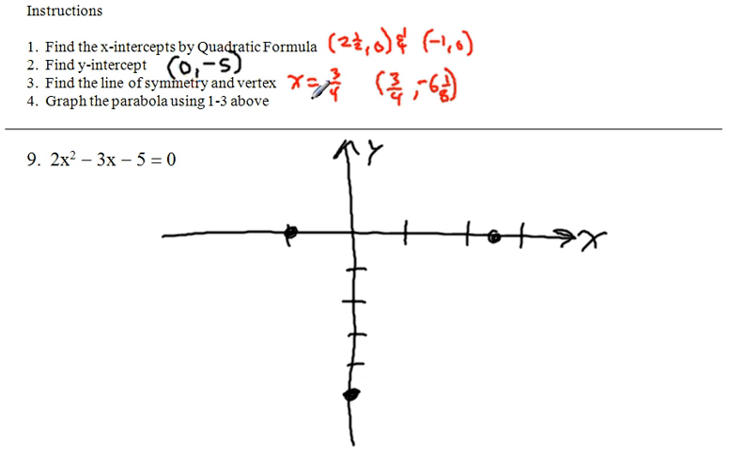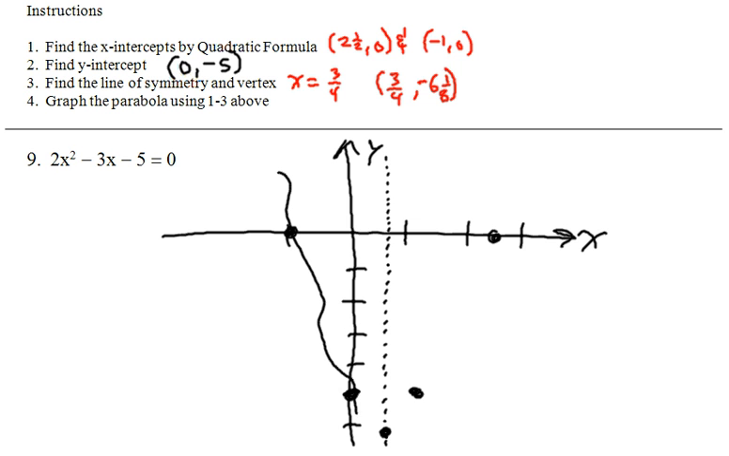The line of symmetry is at x equals 3/4, so go over to about 3/4, which is about here, and draw in the line of symmetry. There we go. The vertex lies right along that line at negative 6 and 1/8. So down 1, 2, 3, 4, 5, 6, and just barely past 6 is 6 and 1/8. There's the vertex. Let's reflect this point across the line of symmetry. It'll have a mirror pair right over here somewhere. And this gives us a very nice looking parabola right about here.